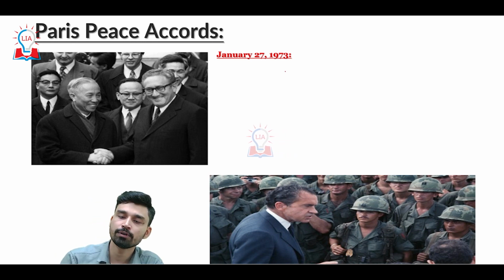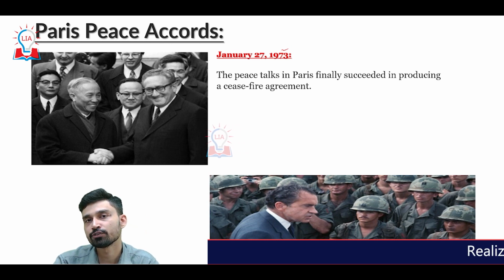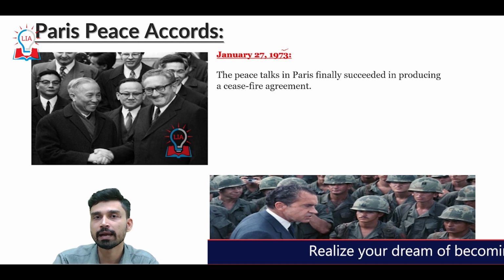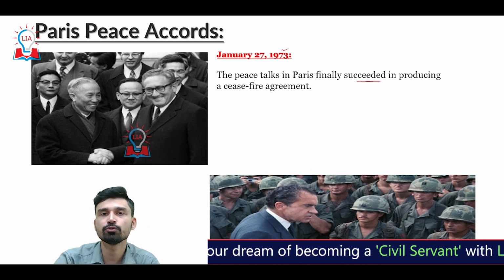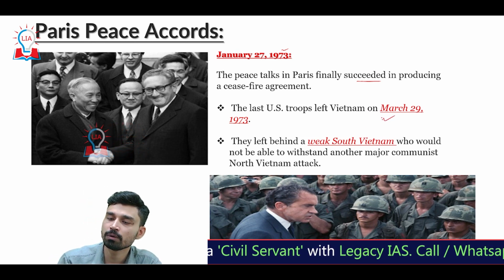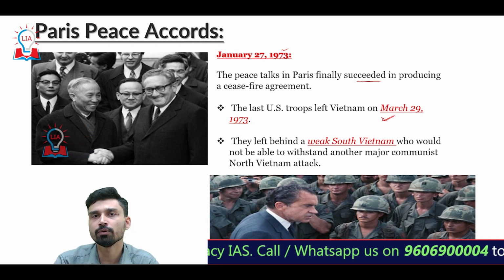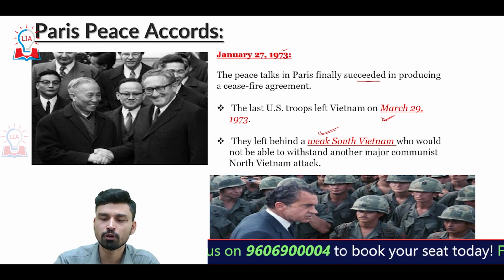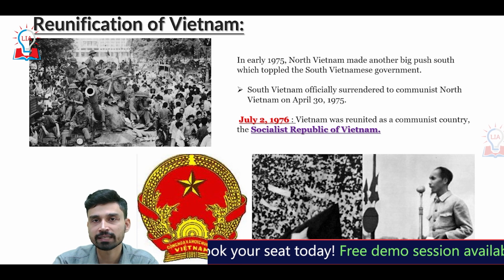And thus, after 4 years of intensive struggle between the militaries and also a lot of attempts at having a peace formula, the peace talks in Paris finally succeeded in producing what we call a ceasefire agreement. Thus, the last US troops left Vietnam on March 29, 1973, and when they left, they actually knew that they had left behind a very, very weak South Vietnam who would not be able to withstand another major communist North Vietnam attack. And that is exactly what happened.